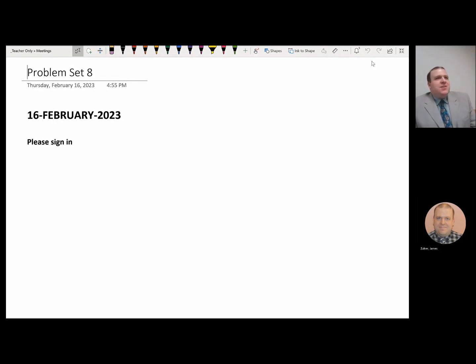We're done with techniques of integration. Now looking at applications. First one might be a review for some of you. Looking at area between two curves. The idea is fairly straightforward.